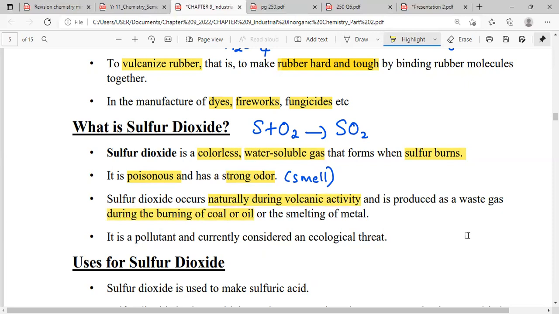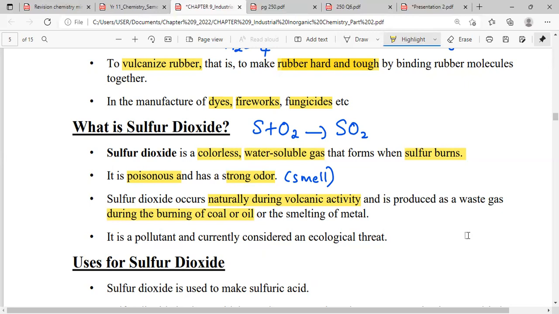Coal is not charcoal, the one that we use for barbecue. Coal is a form of carbon. It is burnt to produce electricity in power plants. A large amount of coal is burnt there. So burning of coal is a source of sulfur dioxide, especially coal that has got sulfur in it.